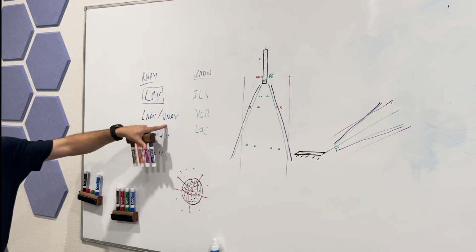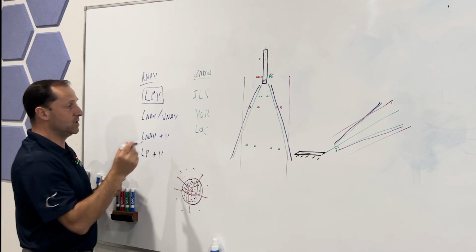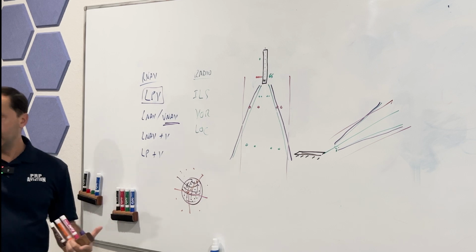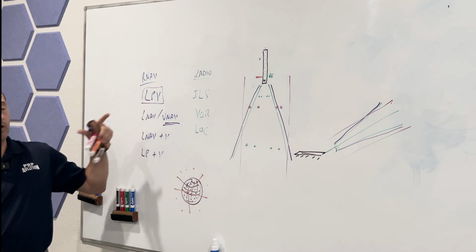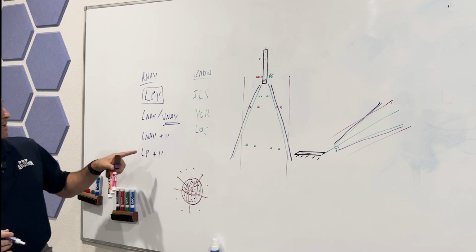Now, that's LNAV/VNAV. And this VNAV here is actually using satellite-based and ground-based augmentation to help you refine, but the accuracy is not there to give you LPV guidance. That's why it's degraded down to the LNAV/VNAV.